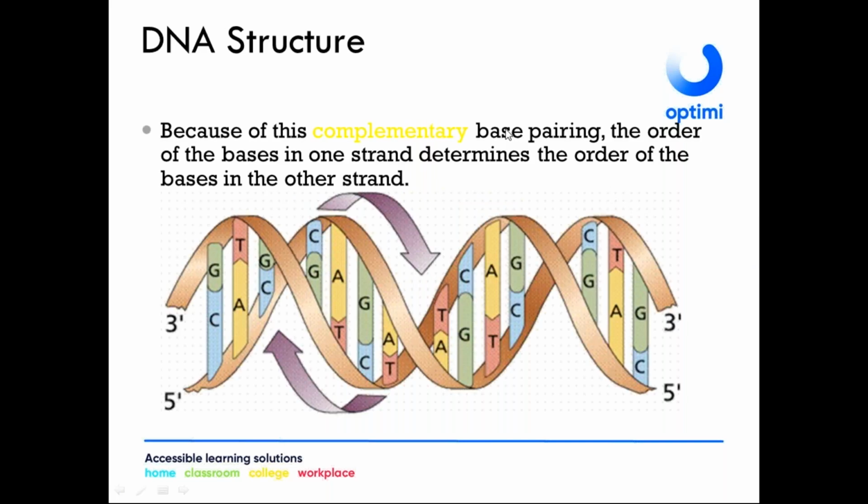Because of this complementary base pairing, the order of the bases in one strand determines the order of the bases in the other strand. So if you've got a cytosine here, we're going to have a guanine there, we're going to have a thymine here, we're going to have an adenine there. One strand will always determine what the other strand is going to be.